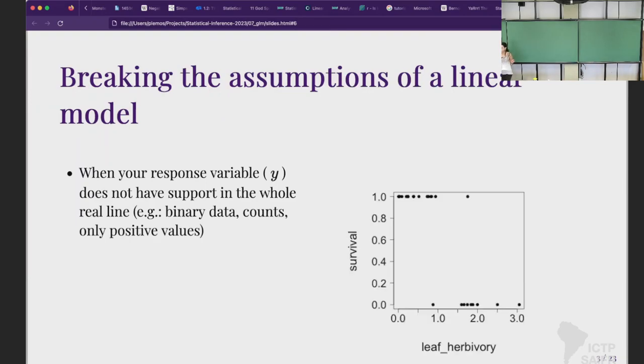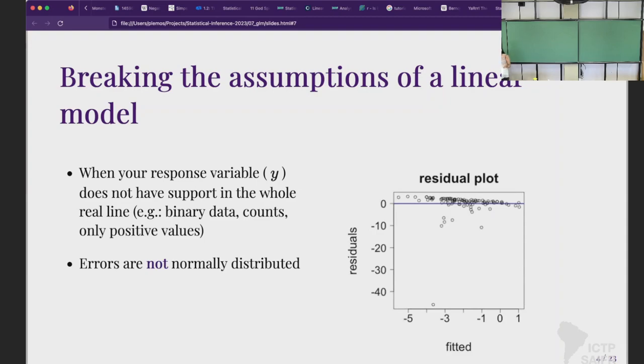So let's see what it means to break some of these assumptions of the linear models. The first one is when your response variable doesn't have support on the whole real line. For instance, binary data, counts, only positive values. An example is the survival of a given plant, where you want to understand the survival in the next season according to herbivory levels in the previous season. So your response variable is either did the plant survive or did it die? So it's a 0 or 1. This is one type of binary data that you could have.